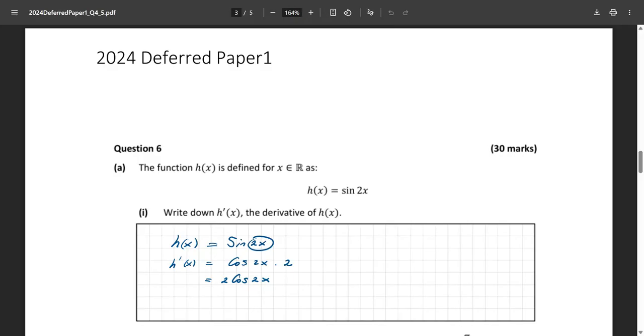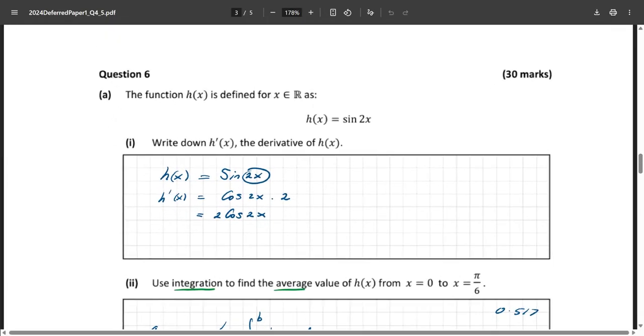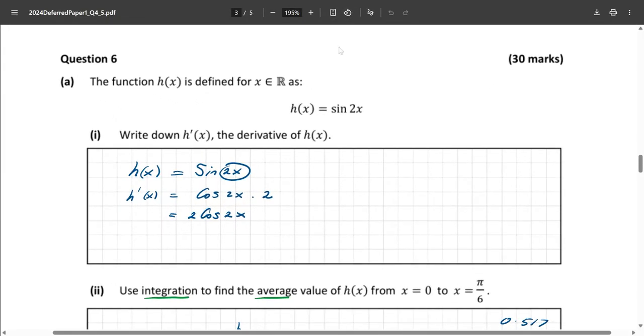This is the 2024 Deferred Paper 1, and it's question 6, which is a calculus question. So let's read it first. The function h(x) is defined. Here, h(x) is the sine of 2x. Part I says to write down h dash of x, the derivative of h(x). So this is very clear what they're asking.